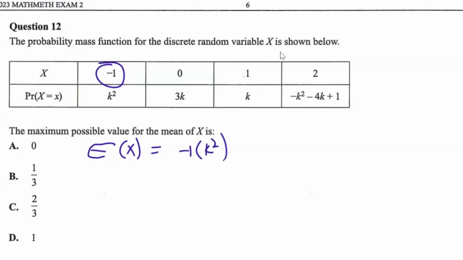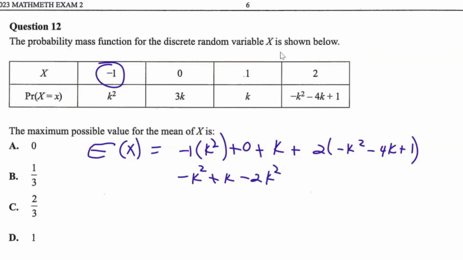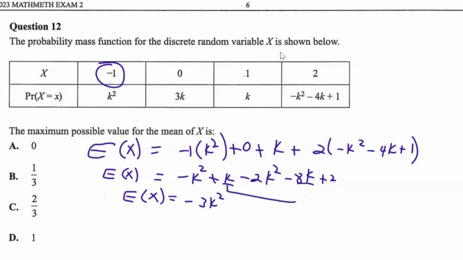-1 k squared plus 0, so that's going to be 0, that won't make any difference. So 2 out, so -k squared minus 4k plus 1. Well, that gives me -k squared plus k minus 2k squared minus 8k plus 2. Well, if I collect the like terms, so that gives me the mean as, what is that? So that's going to be -3k squared, minus 7k plus 2.